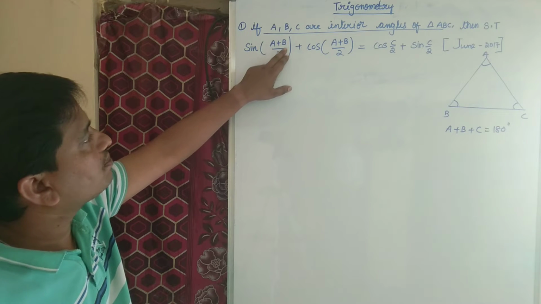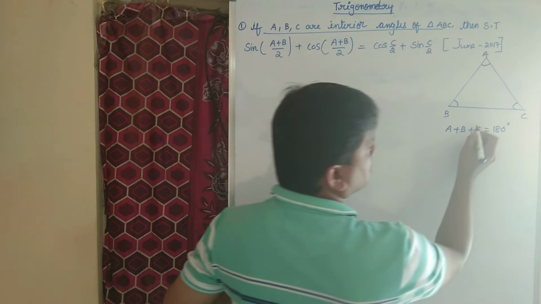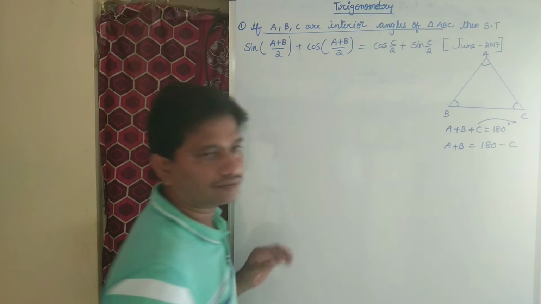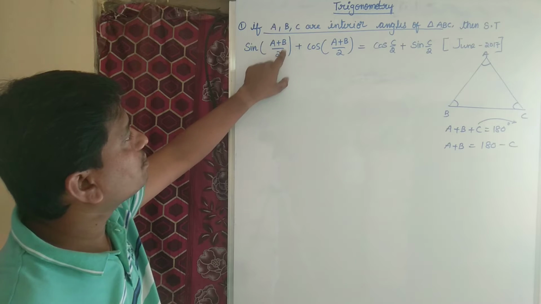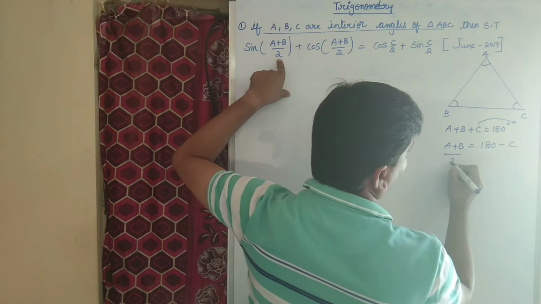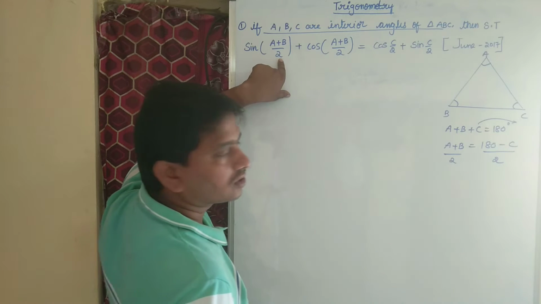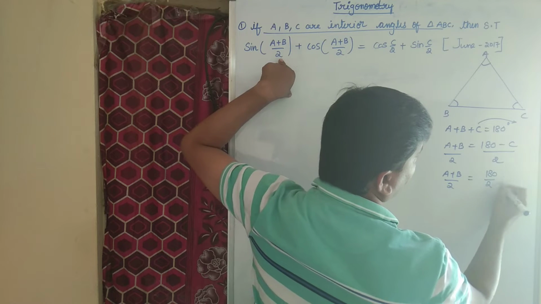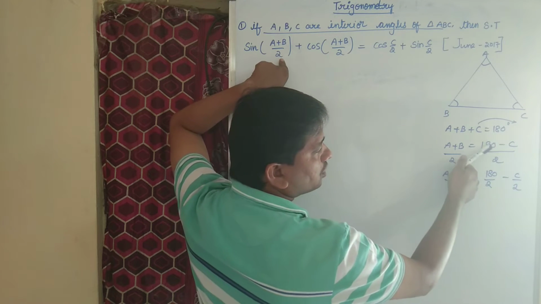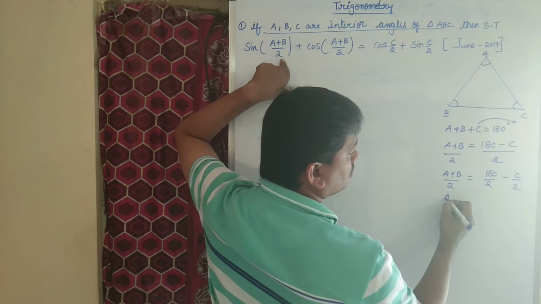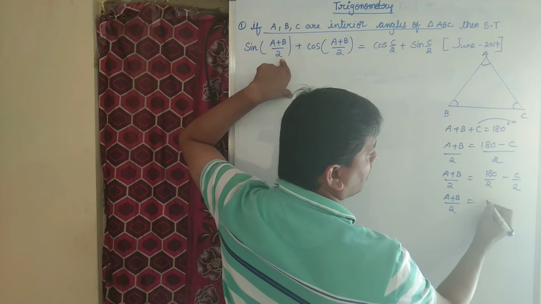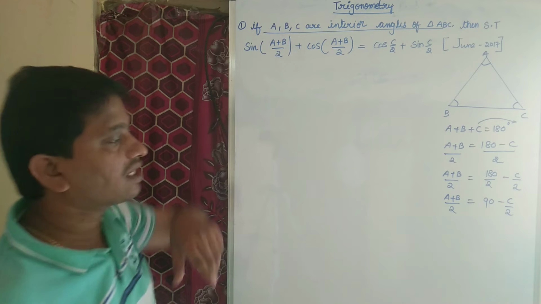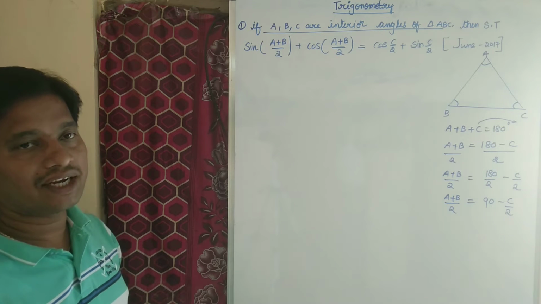Here we have only (A+B)/2. What to do? You transpose C, so A plus B equals 180 minus C. But here we have (A+B)/2, so divide by 2 on both sides. So (A+B)/2 equals 180/2 minus C/2, as 2 belongs to 180 as well as to C. I can write 180/2 as 90, so (A+B)/2 is nothing but 90 minus C/2.